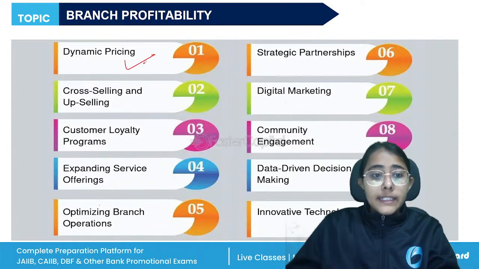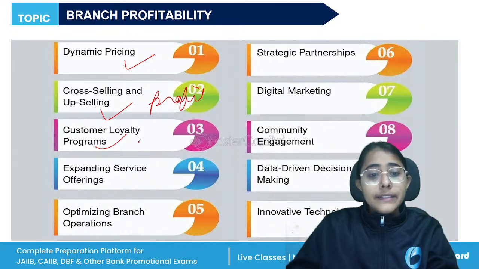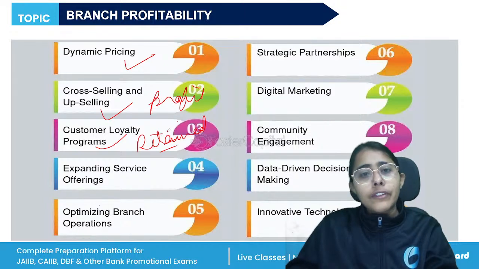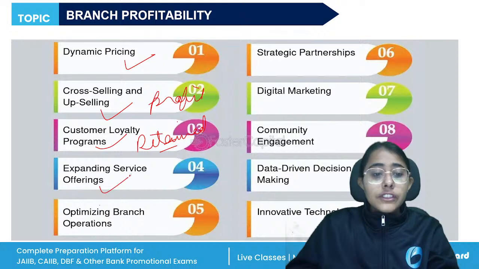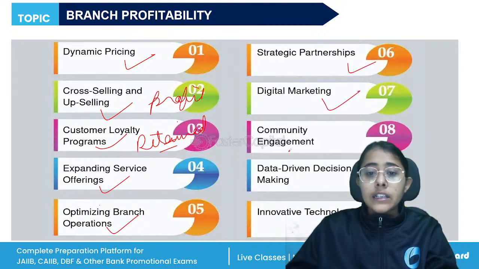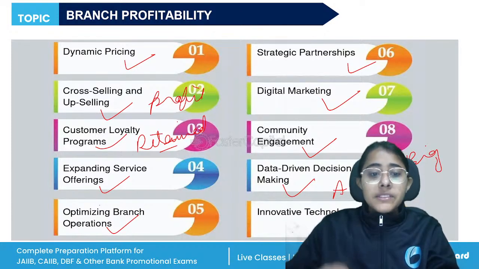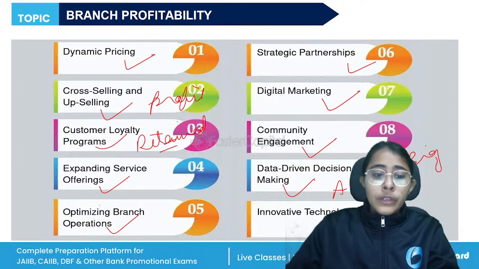Again, dynamic pricing, cross selling, and upselling can increase the profit and efficiency. Customer loyalty programs, so that the customer can be retained for more products. They do not move to another bank for availing, let's say, an insurance product or a pension product. Expanding the service offerings, optimizing the branch operations, strategic partnerships, digital marketing, community engagement, data driven decision making using AI, machine learning, and big data analytics, innovative technology. These steps can be taken by the banks to improve their efficiency.